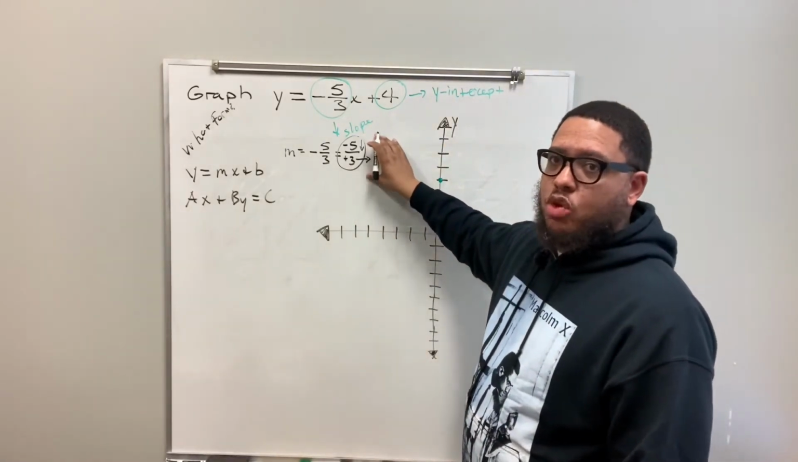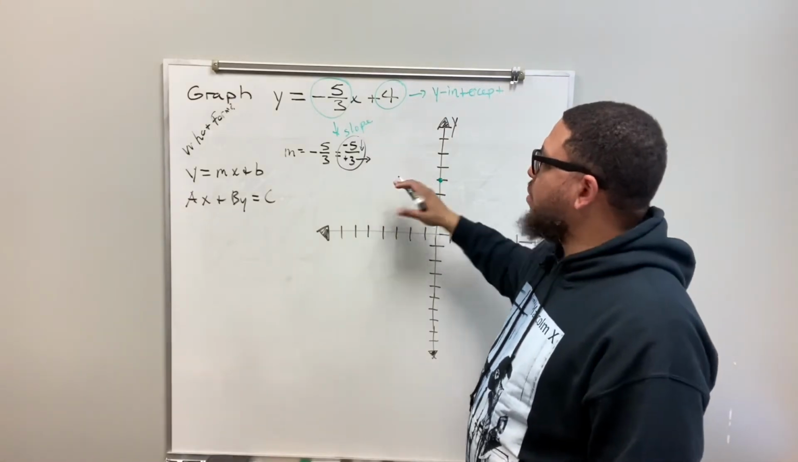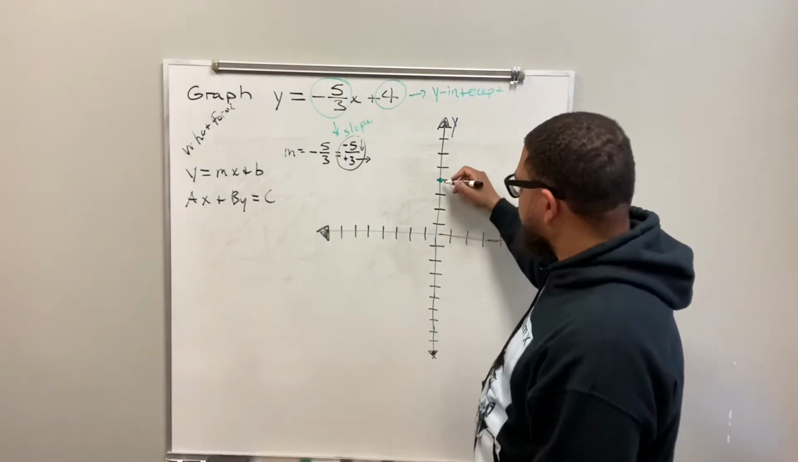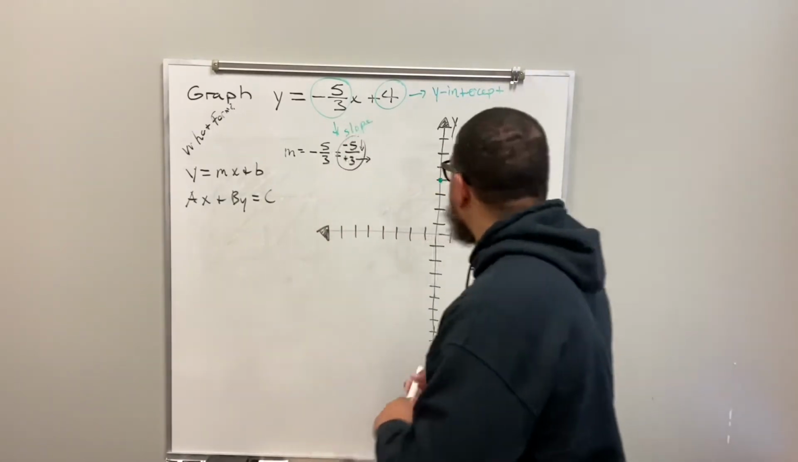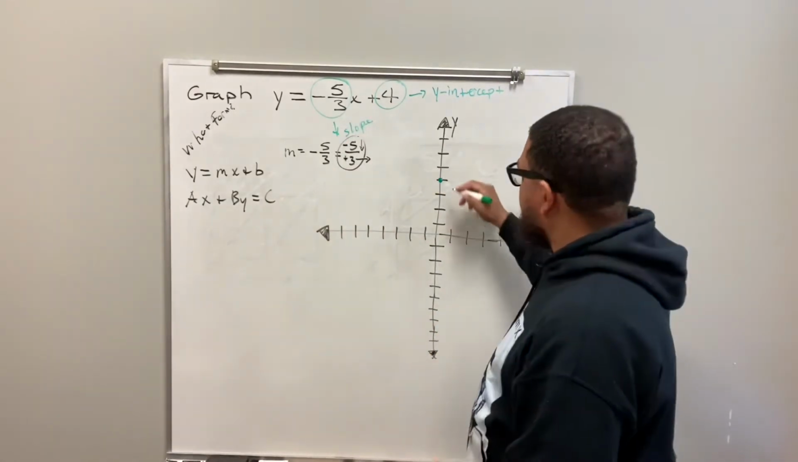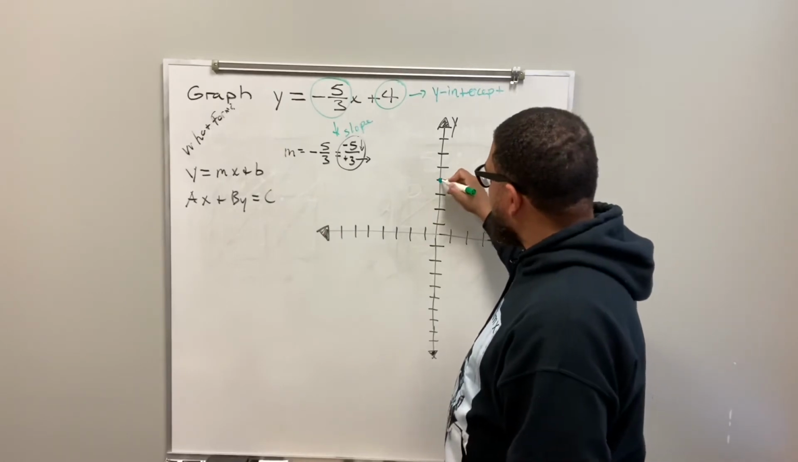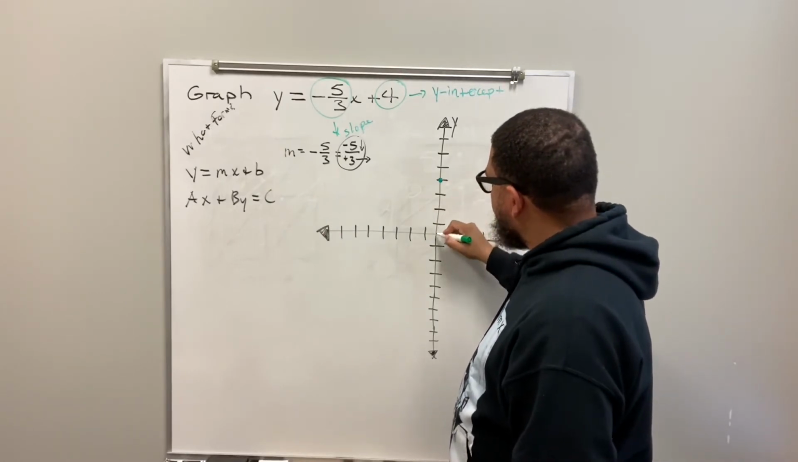My slope is my directions. My slope is going to tell me how to get to my next point. So I go from here. Let me switch back to the green, keep things consistent in here. All right. So I go from here, and I go down 5: 1, 2, 3, 4, 5.